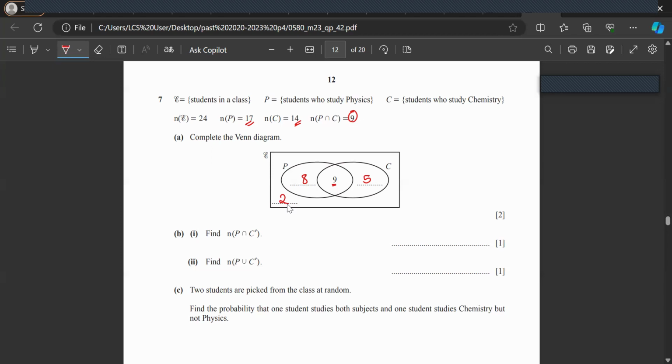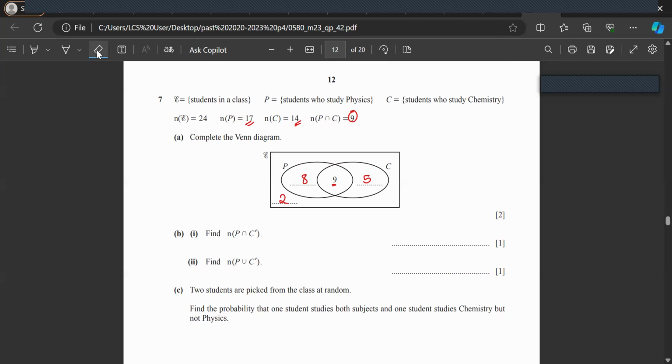Okay, now find B intersect C dash. How many in B? What do you think? B intersect C dash. Where is it on the drawing? What do you think? B intersect C dash. Yes, it is 8.